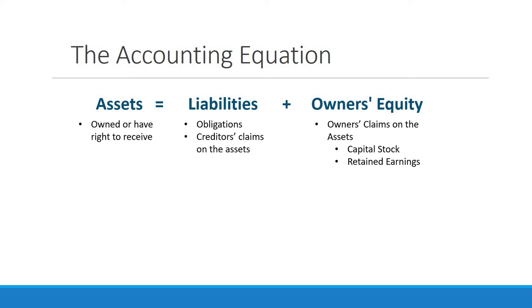Another way to look at owner's equity being the owner's claim on the assets is to take assets minus liabilities equals owner's equity. So in other words, whatever assets you have after you subtract out all of your liabilities, all of your obligations, is what's left over for the owners to be distributed to them if the company were to be liquidated. So this is the accounting equation, or at least an introduction to the accounting equation: assets equals liabilities plus owner's equity.